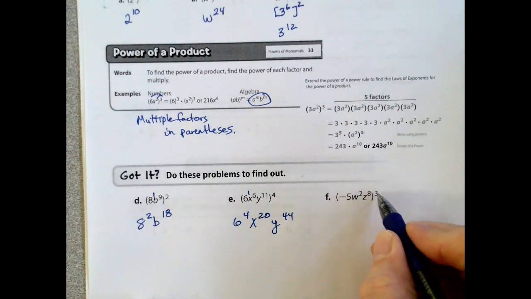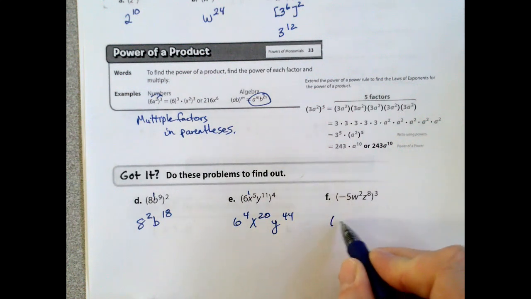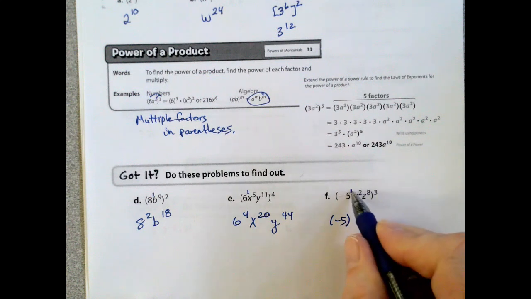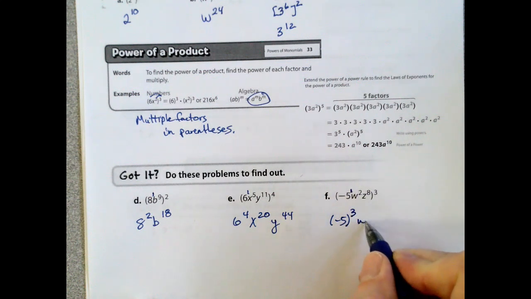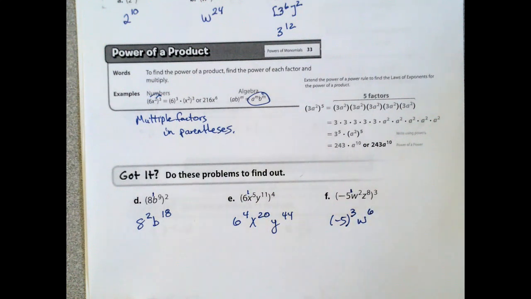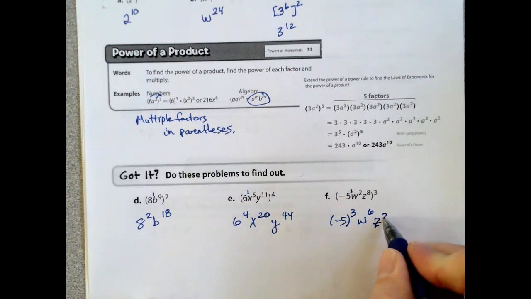Same thing. Now we have a negative number. Let's keep the negative 5 in a parentheses. It's to the 1st power. 1 times 3 is 3. W to the what? 6. Z to the what? 24.